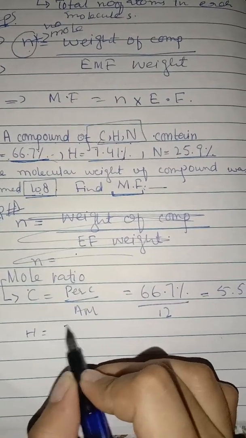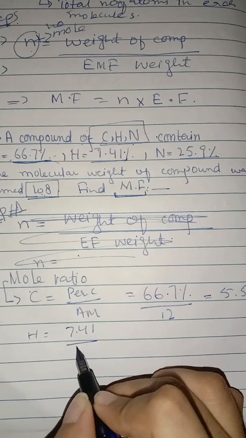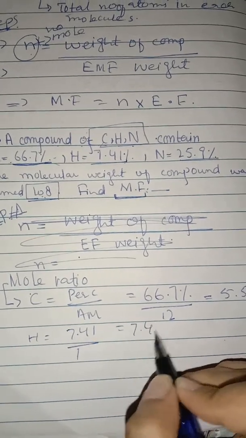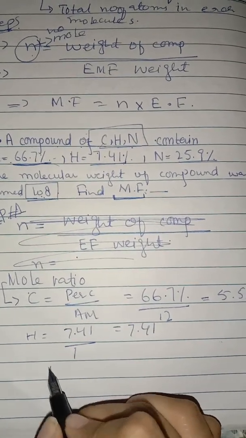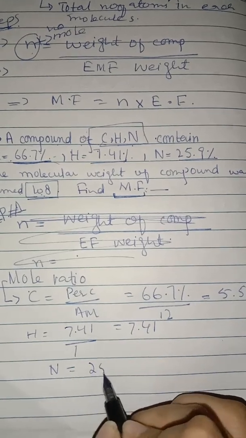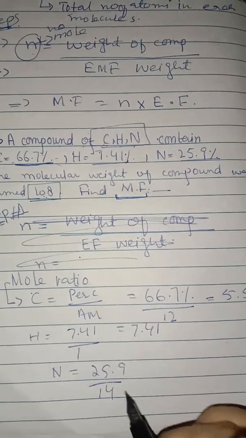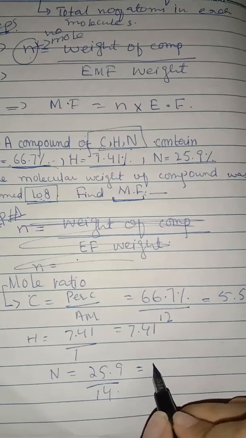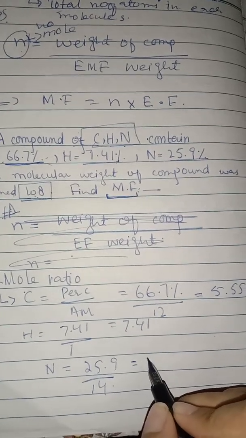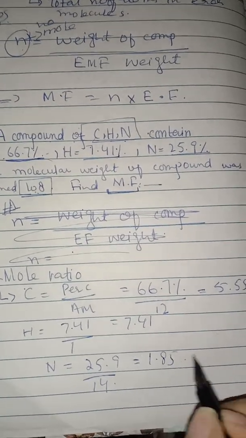And hydrogen, it's 7.41 divided by 1. So the answer would be 7.41. And nitrogen, 25.9 divided by 14. 14 is the atomic mass of nitrogen. So the answer would be 1.85.